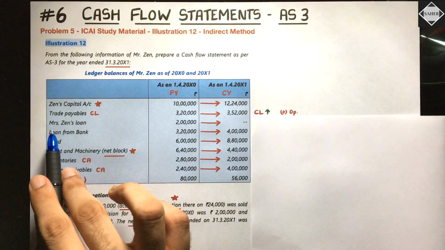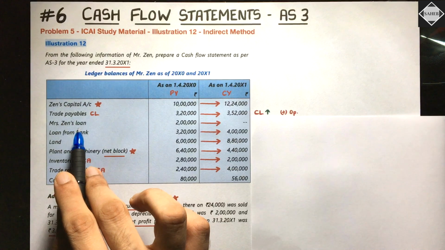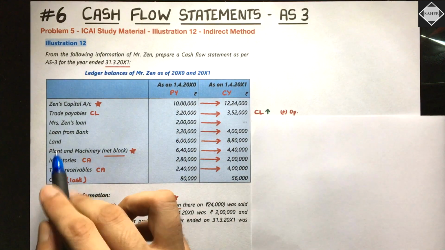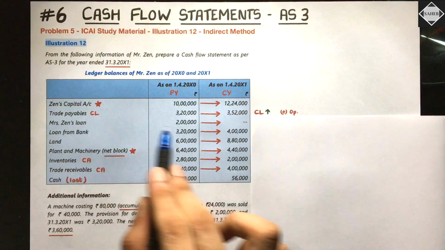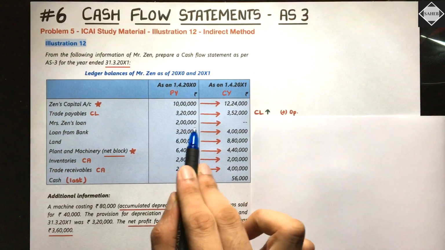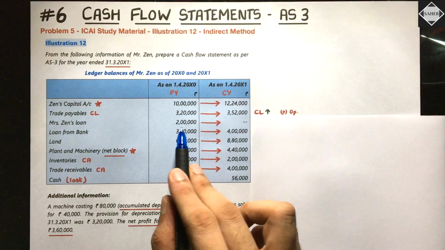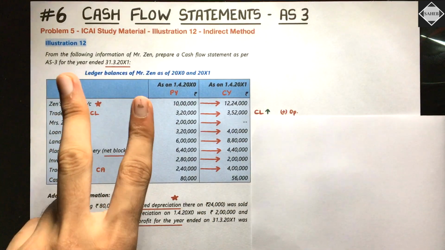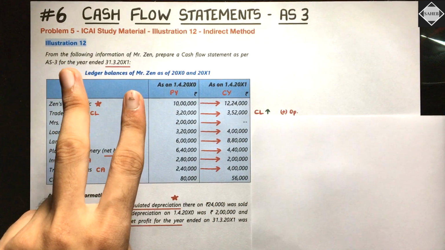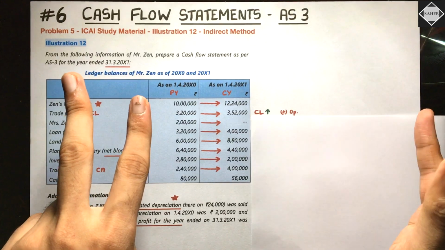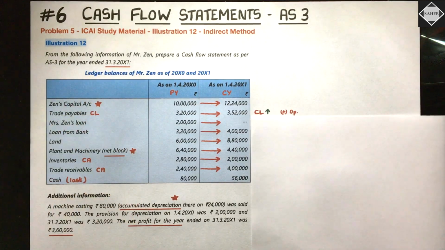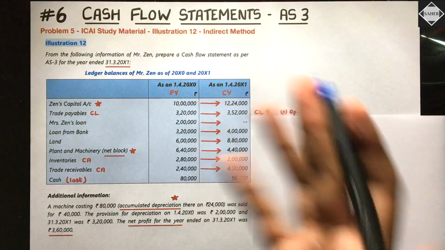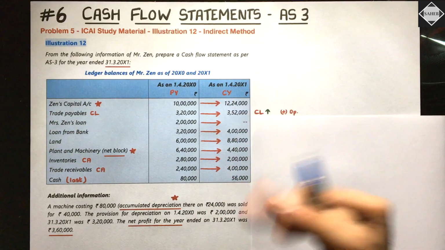Fine. Next we have Mrs. Zen's loan. This Mr. Zen has taken a loan from his wife. But now let's just see what has happened. See, Mrs. Zen's loan was there. See here, in opening balance, we have 2 lakh. Then closing balance is 0. So what has happened? Just think. There was a loan of 2 lakh in the beginning of the year. In the closing, there is no loan. So that means, of course, he has repaid the money. Yes, he has repaid the loan. Isn't it? Mr. Zen has repaid the loan.